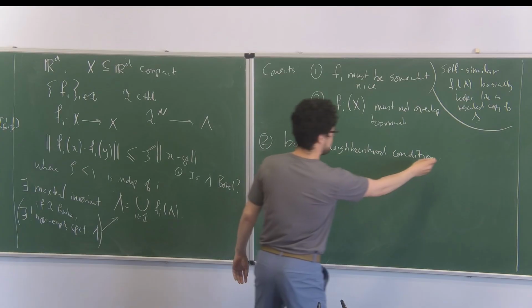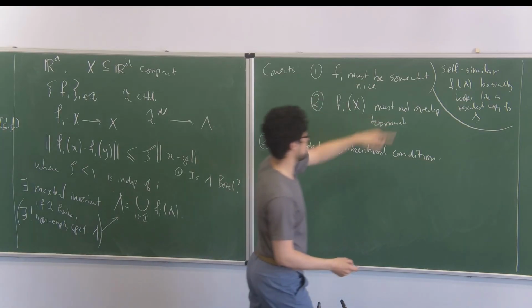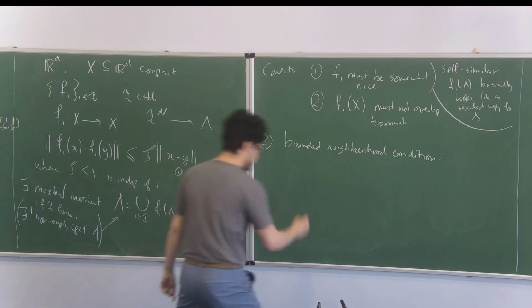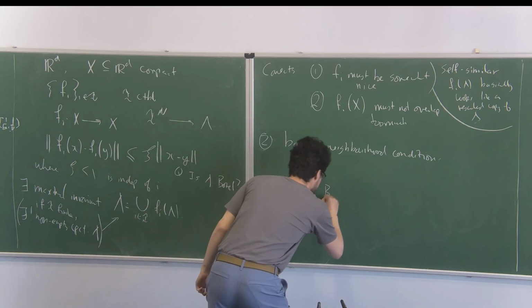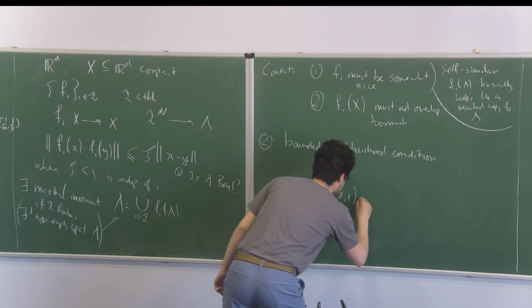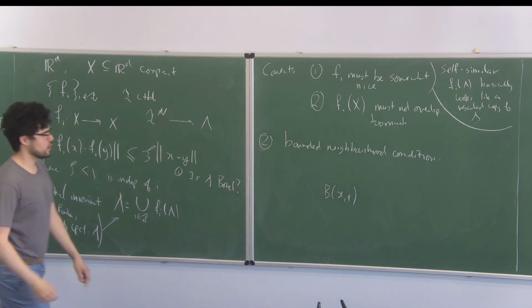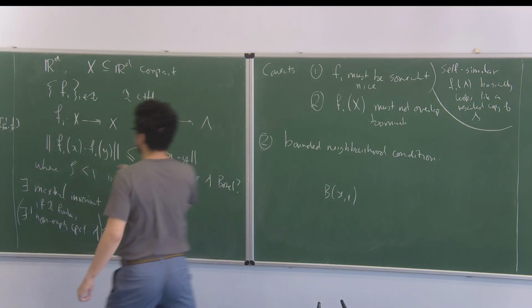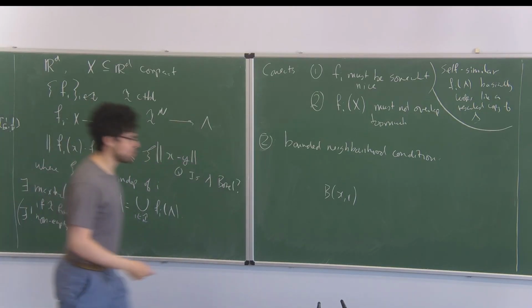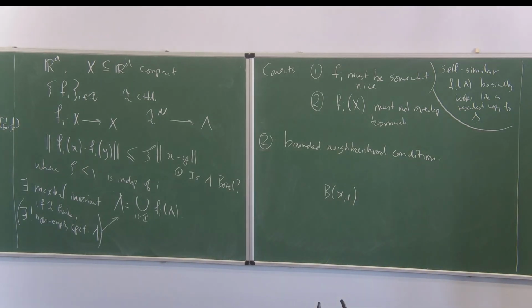Okay, so the bounded neighborhood condition basically says that the f sub i of x must not overlap too much. So what is the bounded neighborhood condition saying? It says, if we fix a ball B(x, r), and we look at this collection of words, let me introduce some more notation, which I'm going to use.